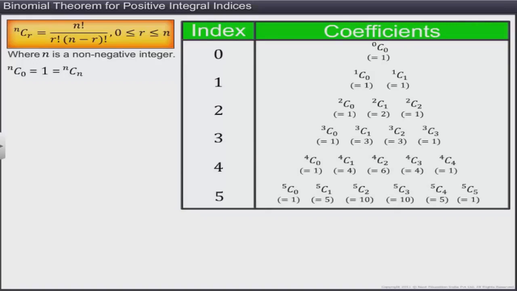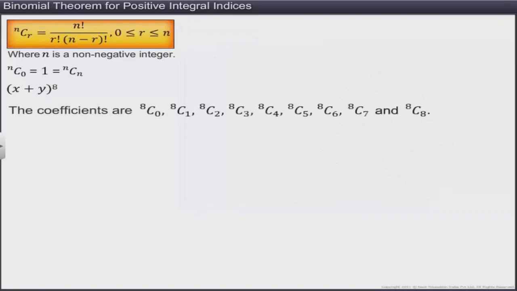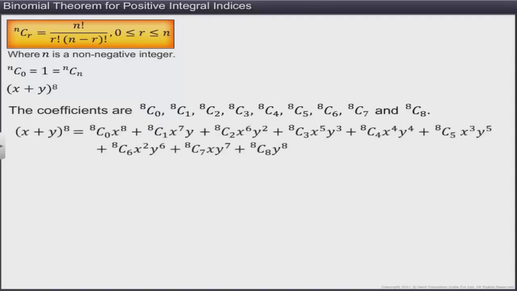Using this pattern, let us write the expansion for (x + y) whole raised to the power of 8. Using the pattern, we can write the coefficients as shown here. Now, let us write the expansion. Here is the expansion for (x + y) whole raised to the power of 8. You observed that it was quite cumbersome to work out the expansion. When the power of the binomial increases further, it gets very difficult to expand a binomial with this method.